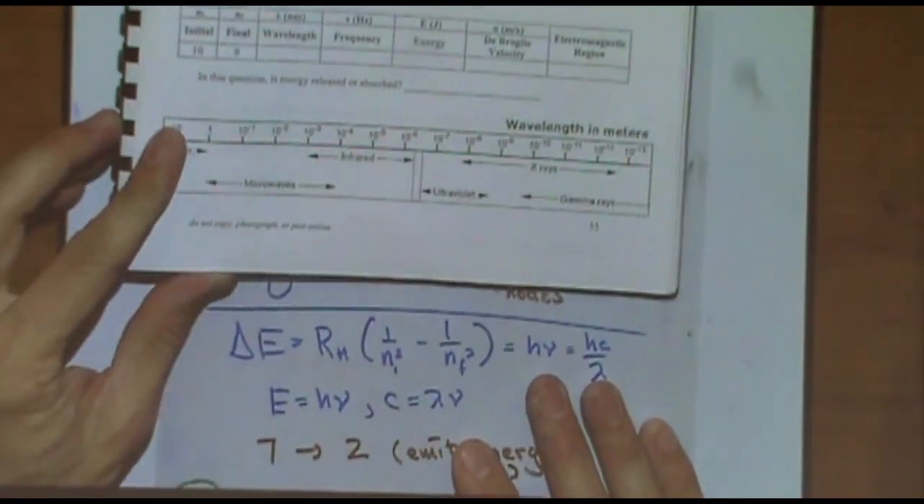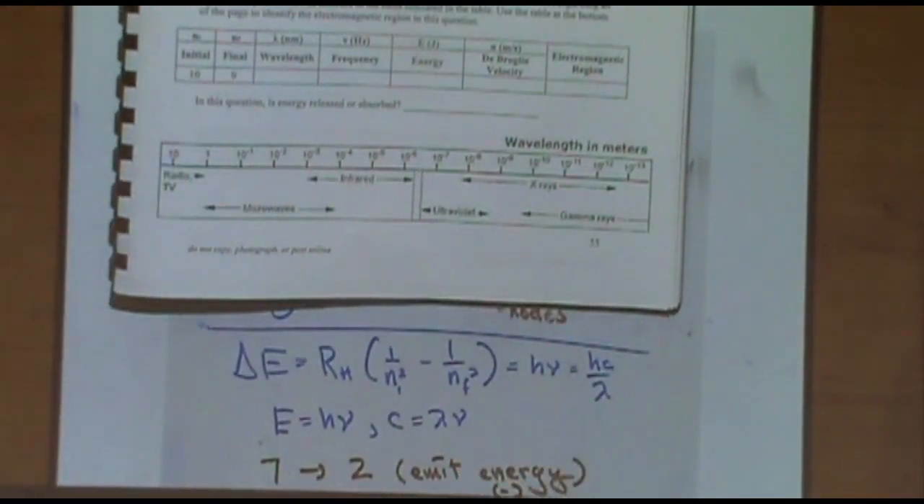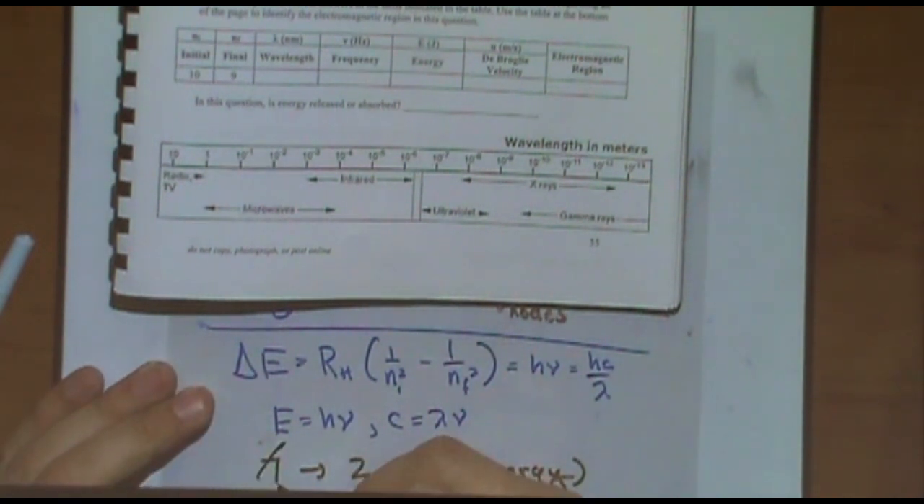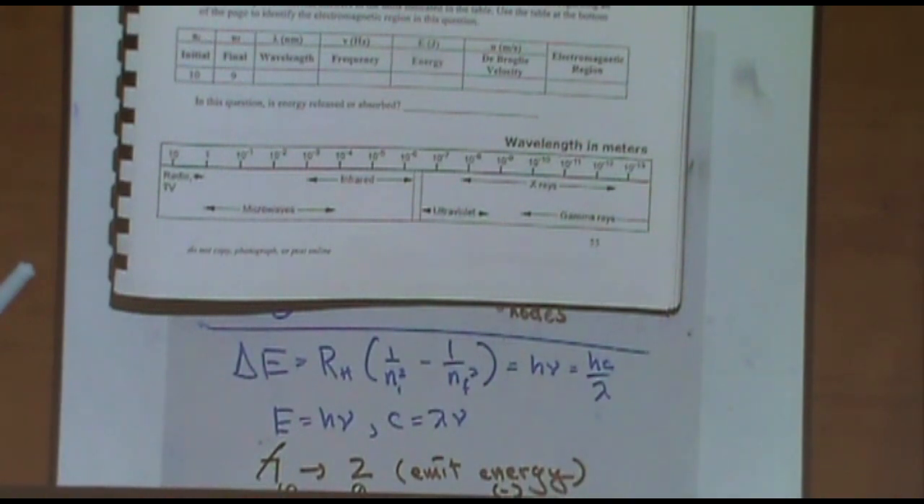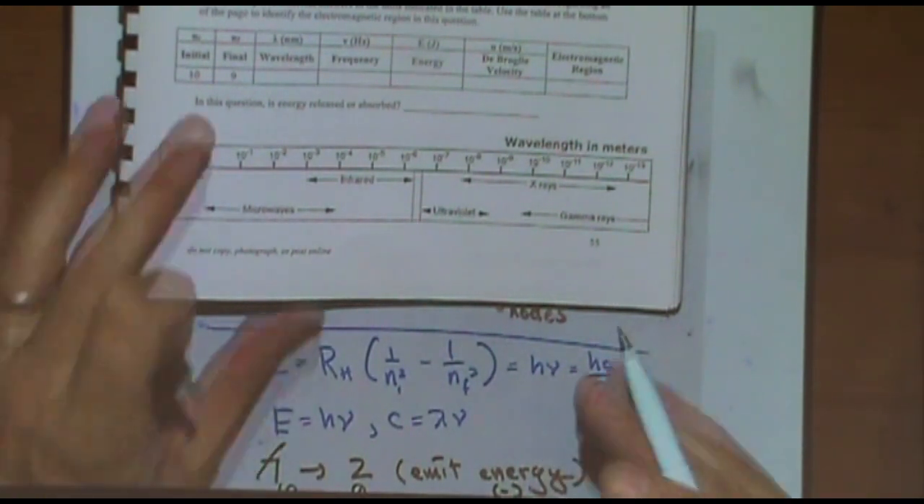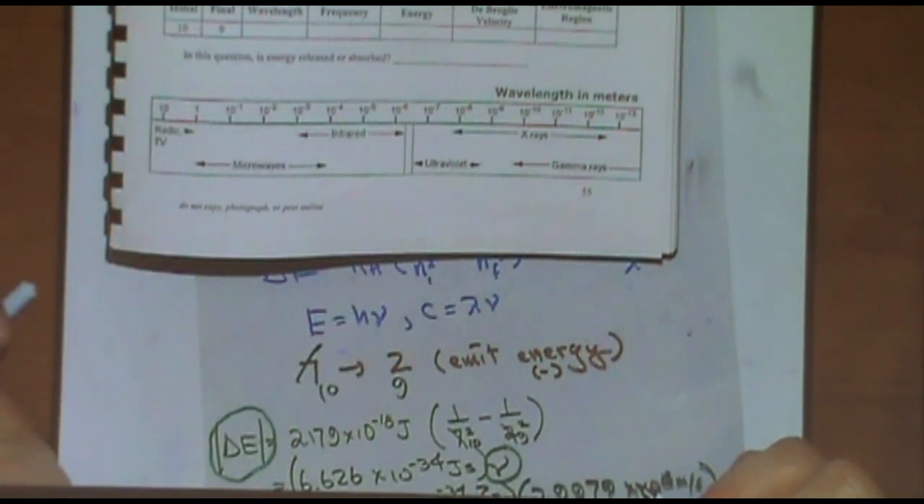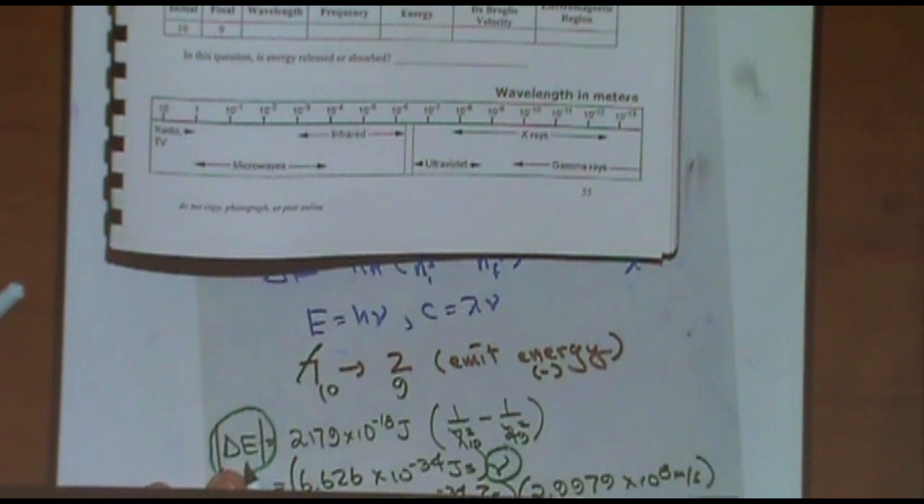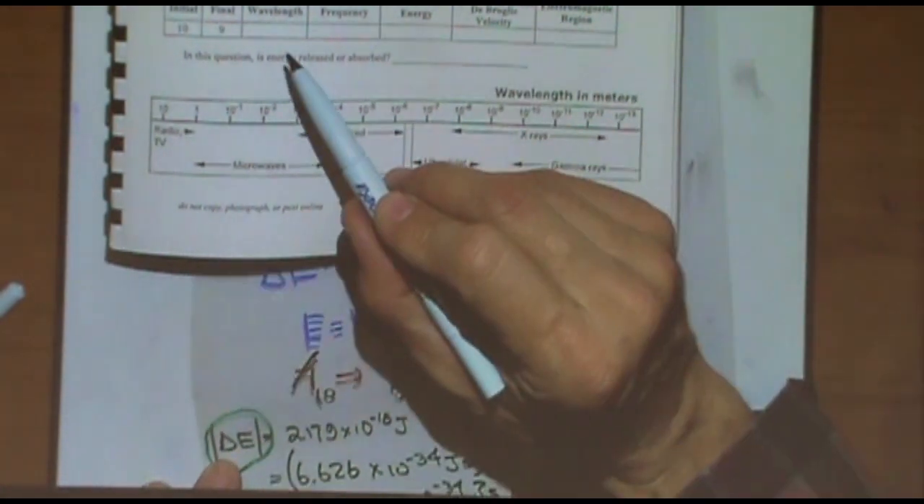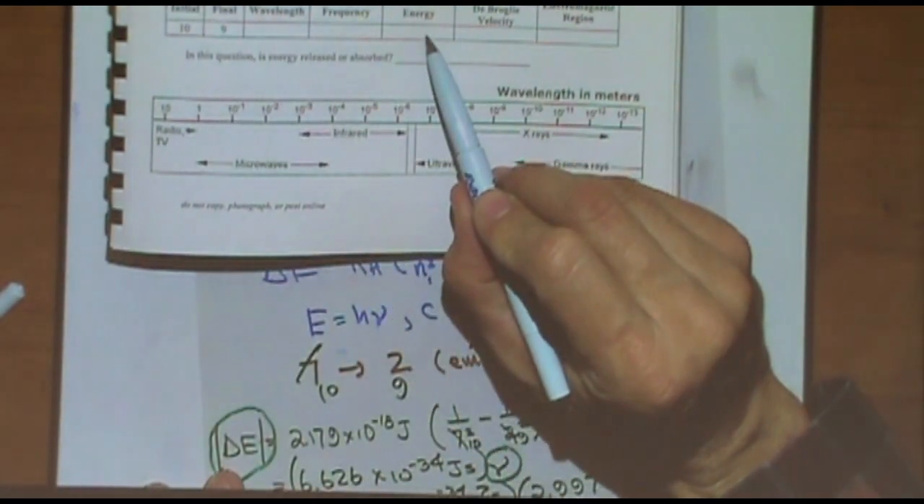So let's go back to that example that I did. Let me see if I can find it. Okay. This will be identical to this one, except we're going from 10 to 9. Okay? So you're going to use this formula. You'd go 10 squared here, 9 squared there. And you calculate the energy. You'd put that energy right here.